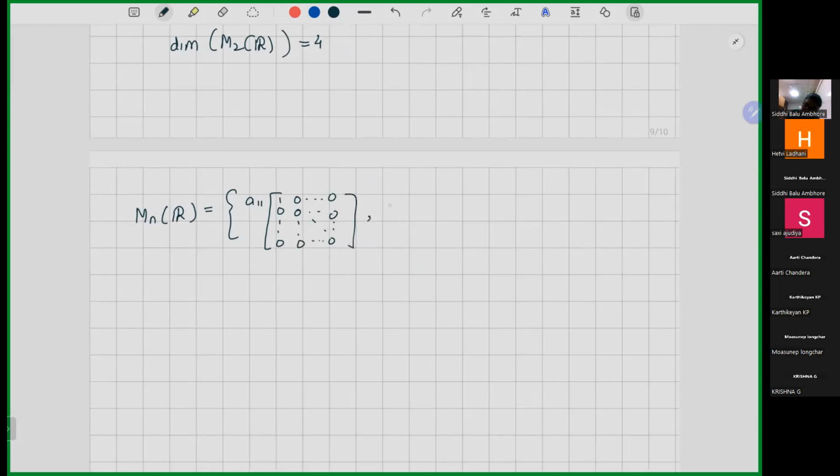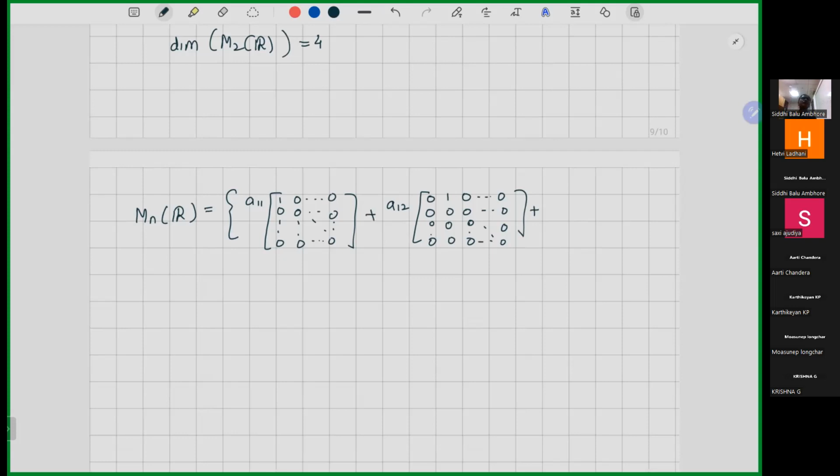Similarly, for A12, I can do this: first row, second position. This will be 0, and again everything else is 0, 0, 0, 0, and so on, plus, and I keep on continuing. It's all in case of symmetry.